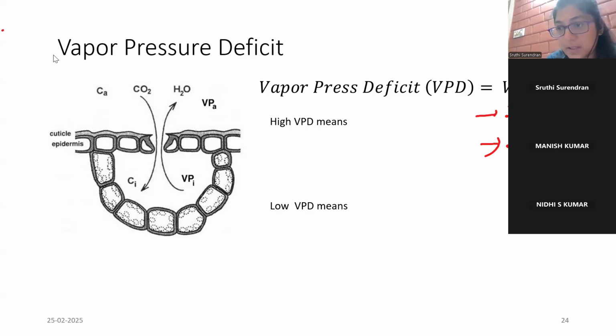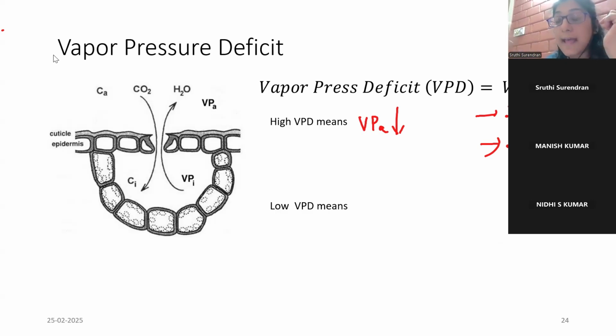So when the vapor pressure deficit is high, it means that this actual vapor pressure is low. So VPA is low. So at high VPD, it means that the actual vapor pressure, whatever is the vapor pressure in the atmosphere, is low. So if this value is going to be high, this value is going to be low. That is why the vapor pressure deficit will be high.